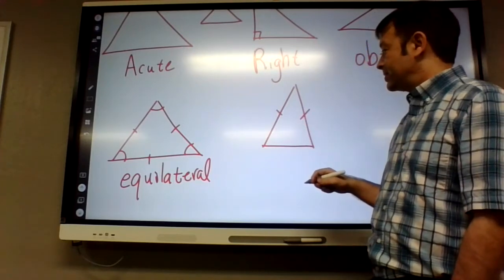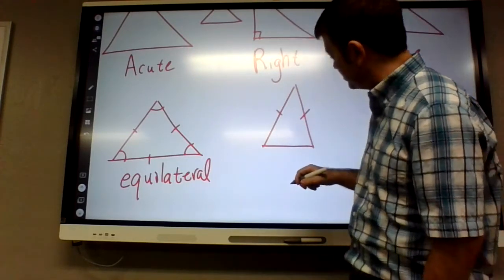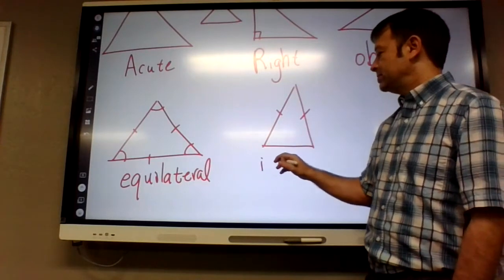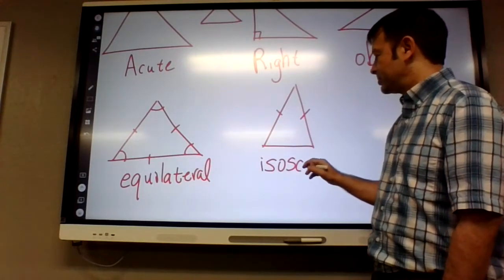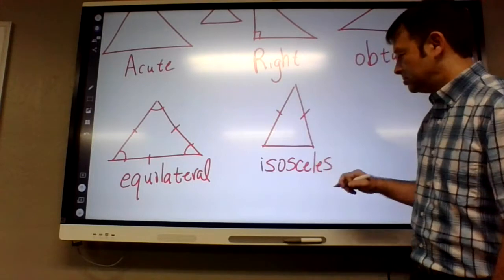How about if two sides are the same? Does that look the same? As close. Isosceles. Do you actually remember that, or you see it in the book? No, I remember. All right. Nice.